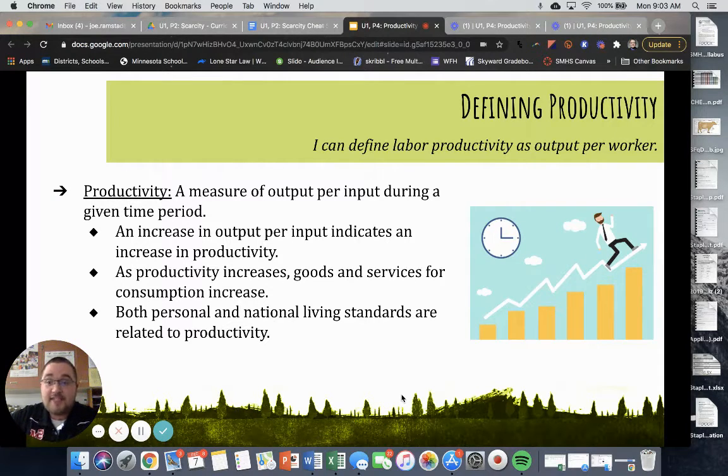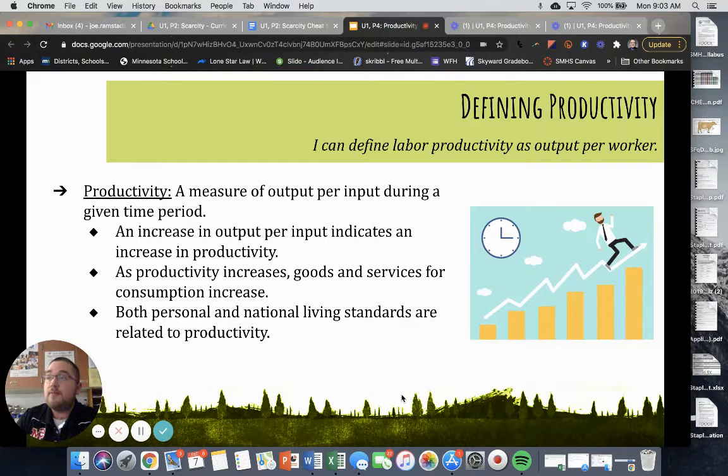So that's the fancy schmancy way of saying if we increase the amount that we're producing with the same amount of resources that we have, we are being more productive with our resources. Okay. As productivity increases, goods and services for consumption increase. So by being more productive, we are therefore making goods and resources more available to the public, right?